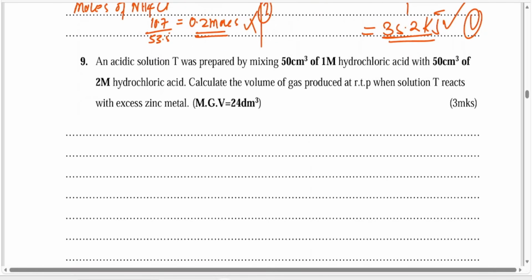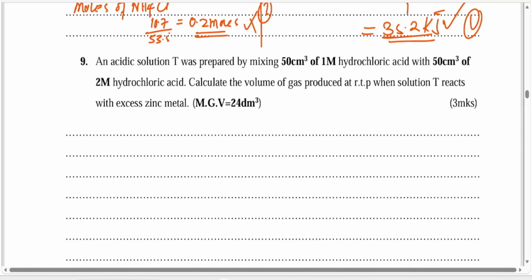Question number 9. An acidic solution T was prepared by mixing 50 cubic centimeters of 1 molar hydrochloric acid with 50 cubic centimeters of 2 molar hydrochloric acid. Calculate the volume of gas produced at RTP when solution T reacts with excess zinc, given that the molar gas volume is 24 liters.